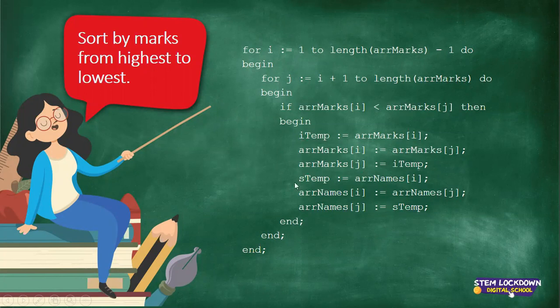And this is the important part. Whatever you do for marks, you have to do for names. Otherwise, your names are going to be sorted, but your marks wouldn't have moved with them. And that's it for sorting parallel arrays.